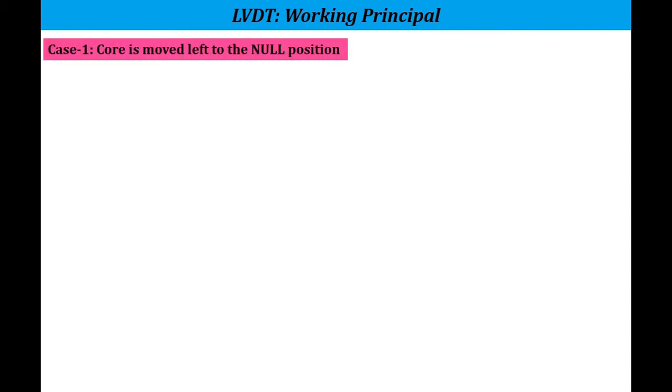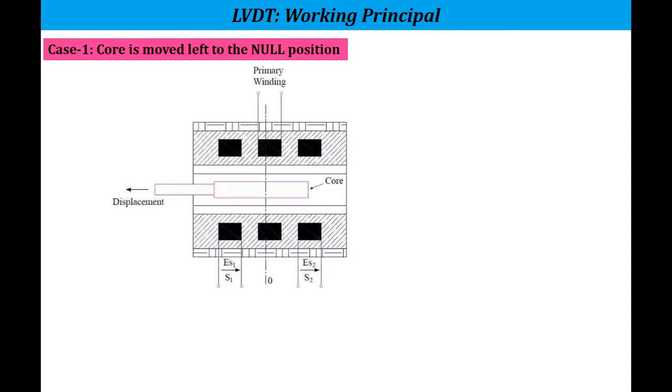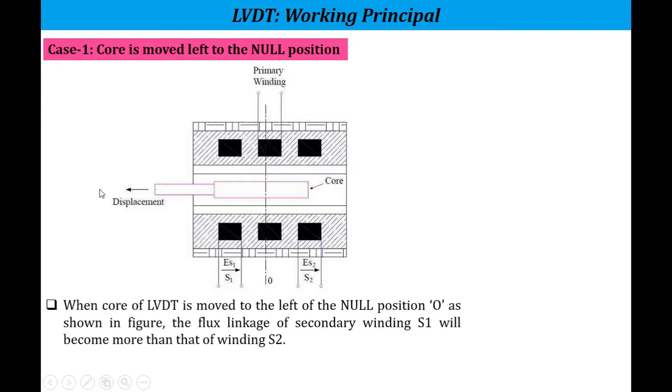Now let's discuss the first case. What happens if the core is moved towards the left-hand side of the null position? In this diagram you will observe that this 0 is the null point, and suppose this arrow indicates that the core is moved towards the left-hand side. What happens in that case? Whenever the core of an LVDT moves towards the left of the null point 0, the flux linkage of secondary winding S1 will be more than the flux linkage of secondary winding S2.